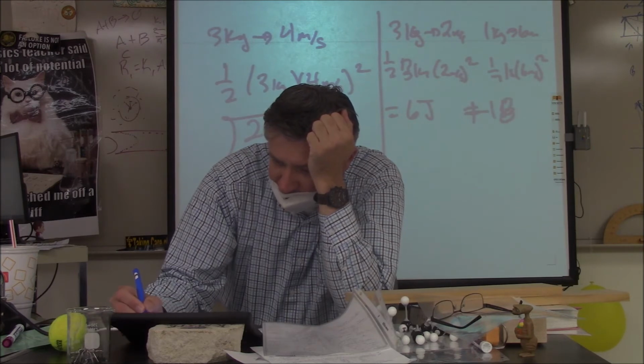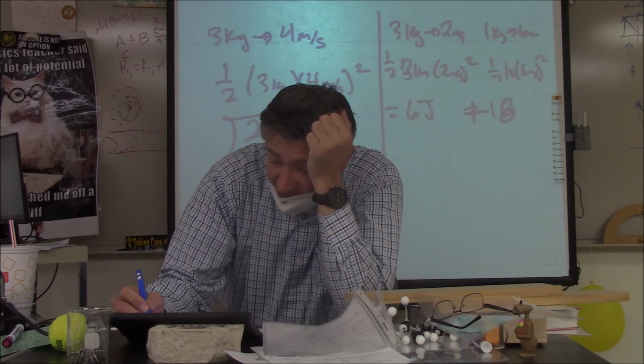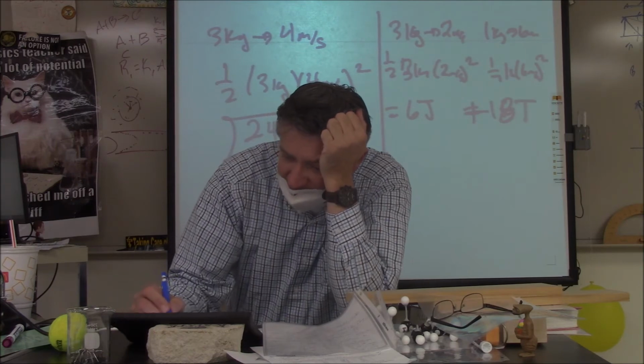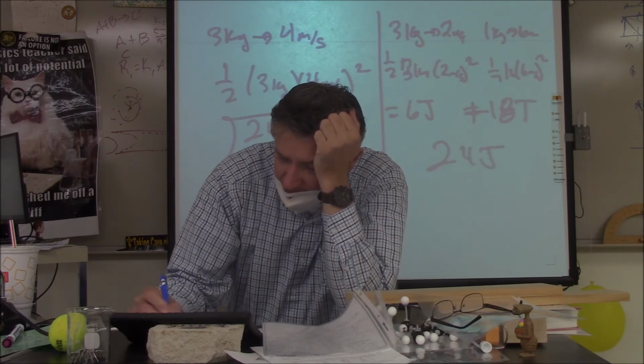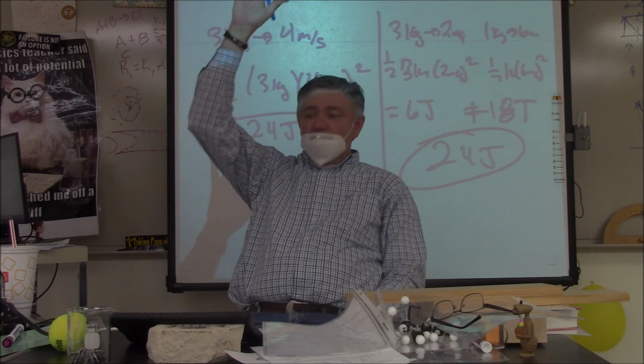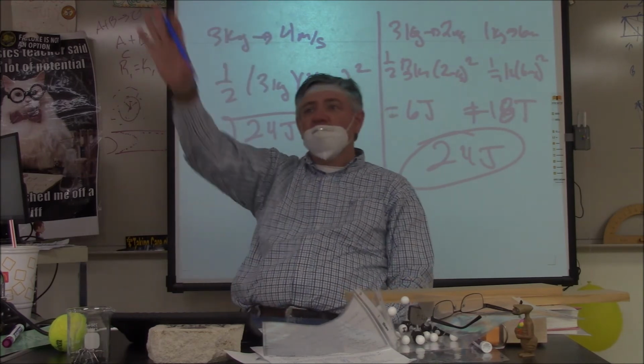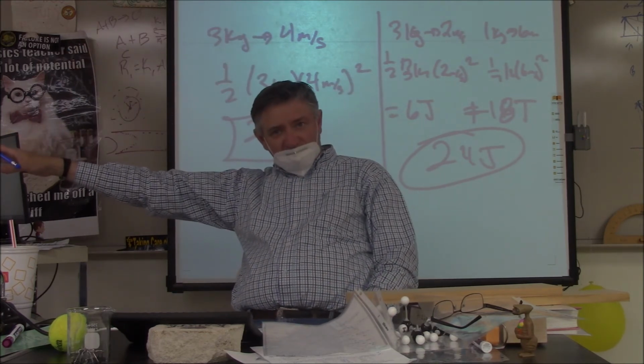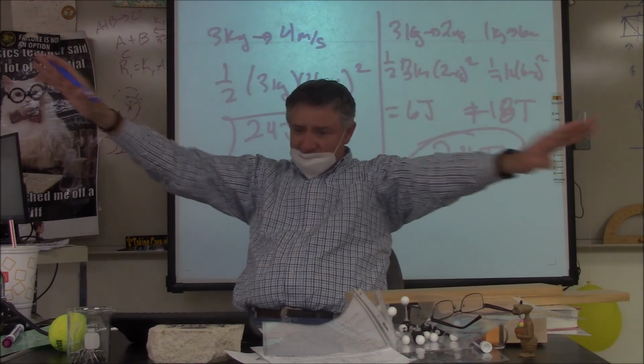18. Because 36 is 1/2 of 18. So I get 6 plus 18, I get 24 joules. So my kinetic energy before equals my kinetic energy after. Okay? So I've conserved energy.